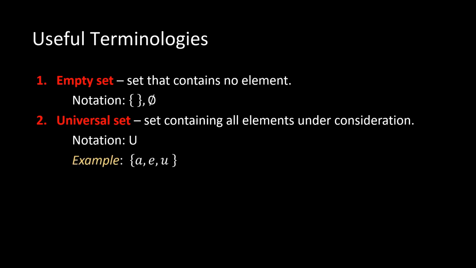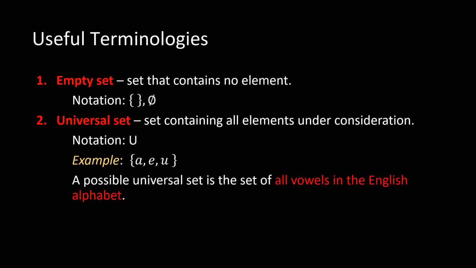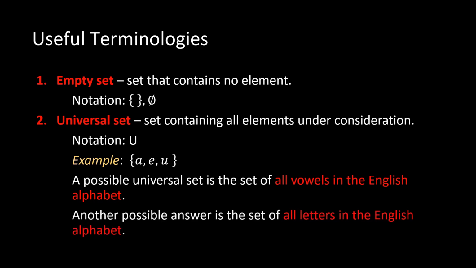Example, consider the set containing A, E, and U. A possible universal set is a set of all vowels in the English alphabet. Another possible answer is a set of all letters in the English alphabet.